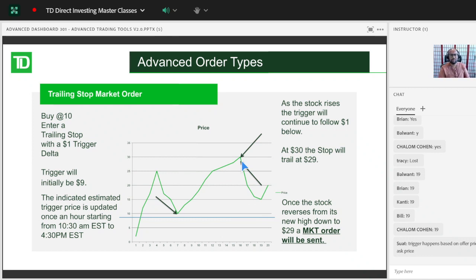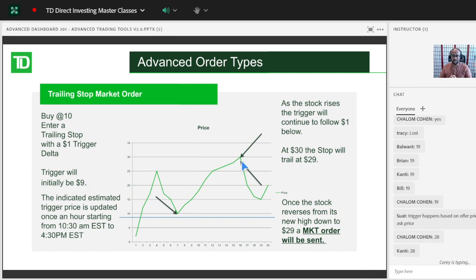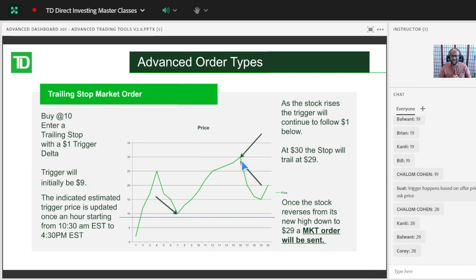At $29, what is my trigger price? Suat says trigger happens based on offer price or the ask price. This is going to be based on the bid price, which is what the trades go off at. Okay. So Shalom says 28, Kanti says 28, Balwan says 29, Corey says 28.